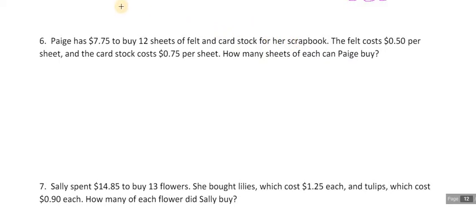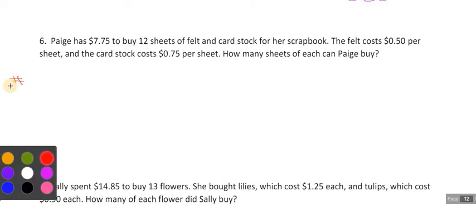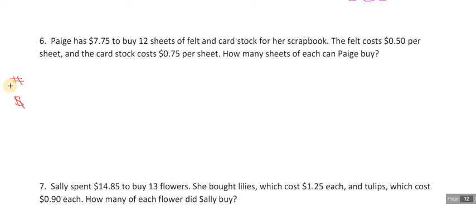Now, when we're dealing with word problems with respect to systems of equations, often, but not always, we're going to have two equations, one that deals with quantity or total number of items, and one that deals with money. In this particular case, we're talking about two different items that she's purchasing. She's purchasing felt and cardstock, and she's buying 12 total sheets of some combination of that. And her total amount that she's spending is $7.75.